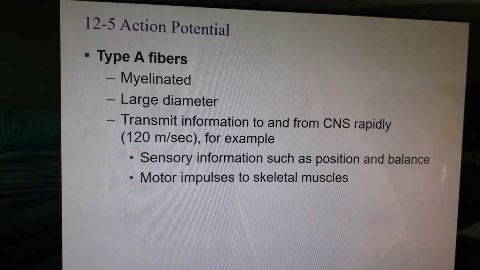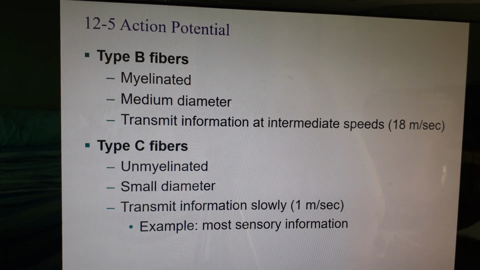So type A fibers are the biggest, largest diameter, mostly myelinated. So these are the fastest of all your axons. They can send information at 120 meters per second. So really important information like your position and balance or telling your skeletal muscles to work, we'll use these large type A fibers. Type B fibers are myelinated, but they're not as large a diameter, and so the speed drops from 120 meters to 18 meters per second.